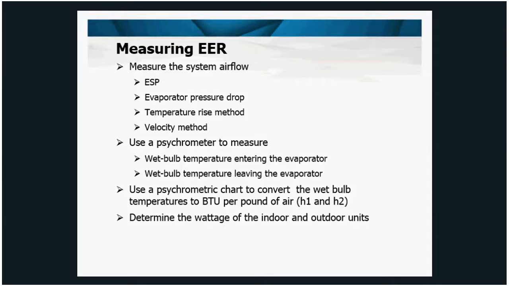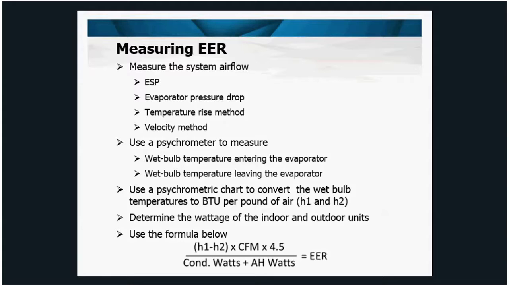After that, we're going to determine the wattage of both the indoor and the outdoor units. To determine wattage, it's volts times amps equals watts. And then we're going to use this formula: H1 minus H2 times CFM times 4.5. That's going to give us our BTU input. We're going to divide that by the condensing unit watts, or the outdoor unit watts, plus the indoor unit watts. That will give us EER. 4.5 is a conversion number. It converts CFM to pounds per hour.